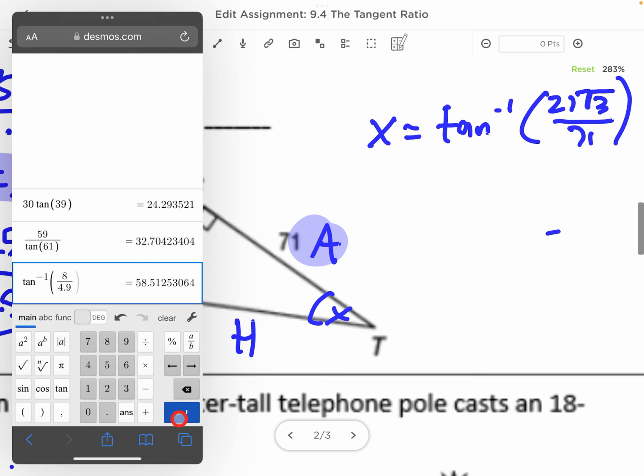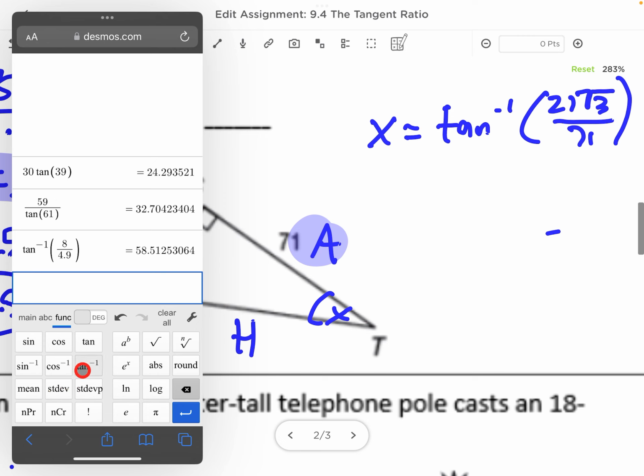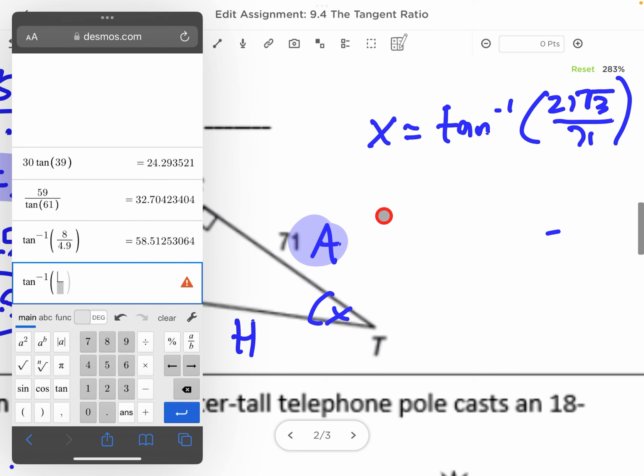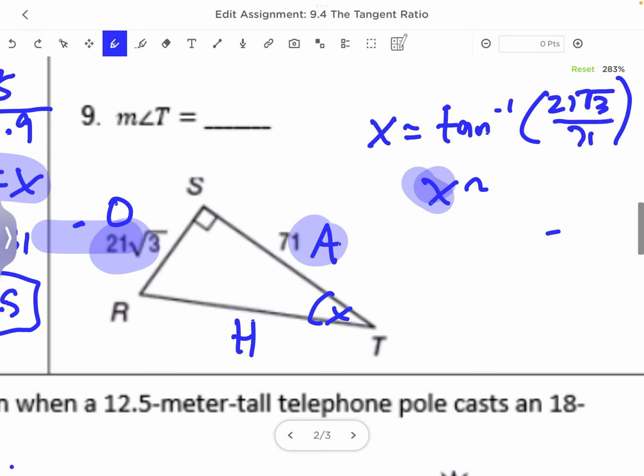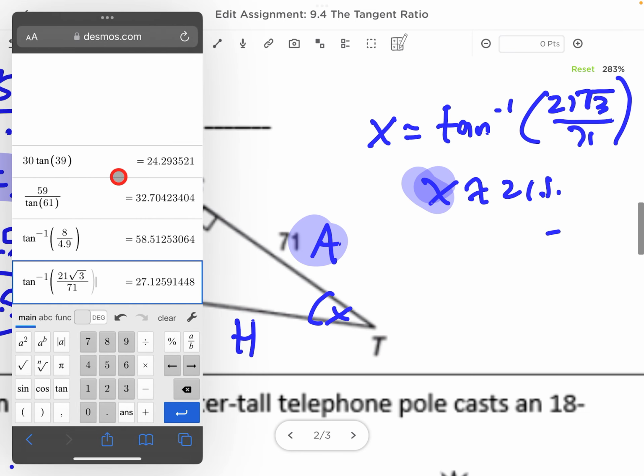Okay, so we're going to push that function button. We're going to say inverse tangent. Go back to our main. Push this, of 21 square roots of 3, going to go to the bottom, over 71. Okay, and it gives us 27.12. So x is approximately 27.12, which means x is approximately 27.1.